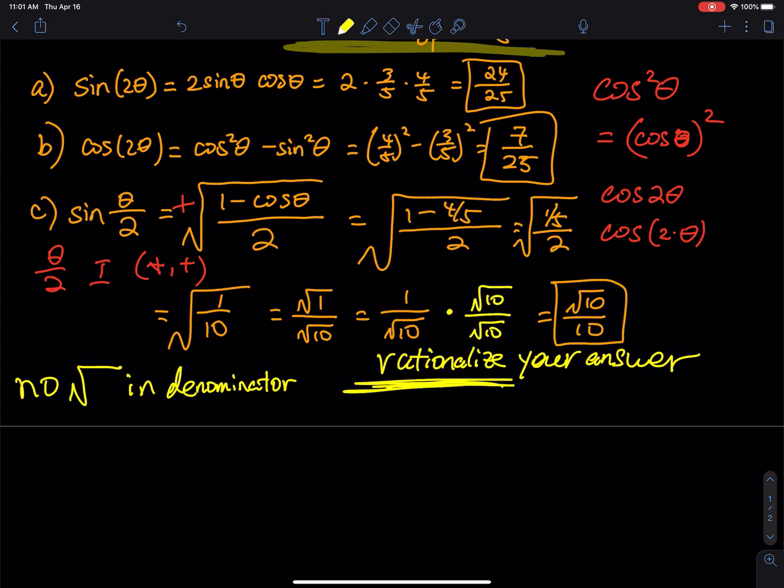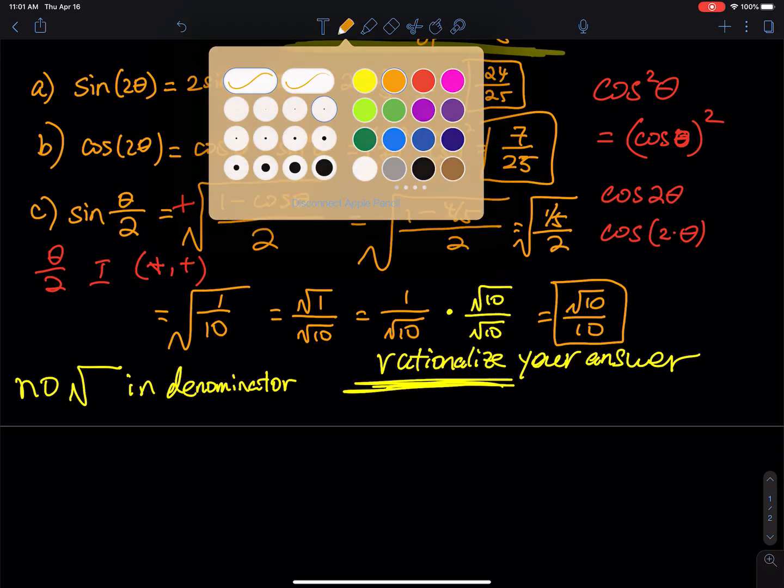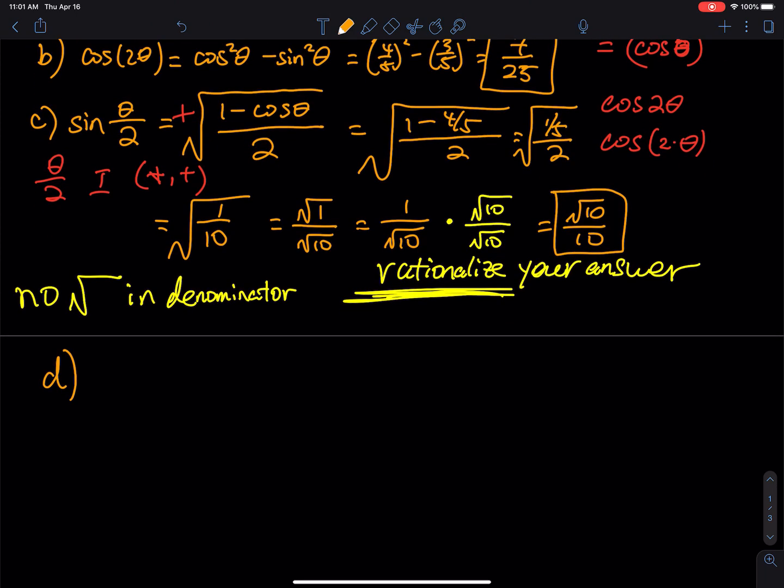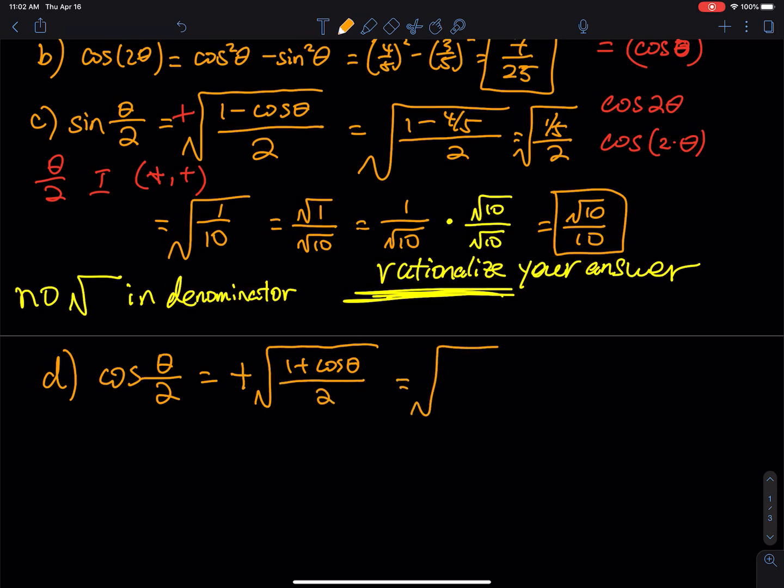All right, moving on to the next problem. So it's actually the last problem. In D, we have cosine of theta divided by 2, plus or minus. We are using a plus because half theta is in quadrant 1. All right, so we plug in the cosine. So that is 1 plus 4 over 5, divided by 2. So we have 9 over 5 divided by 2.